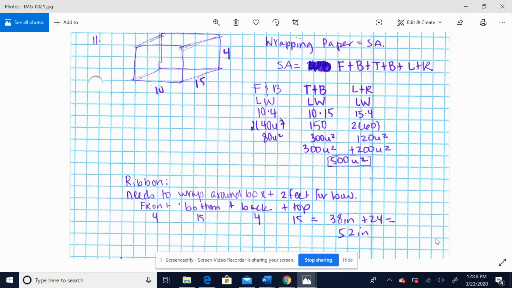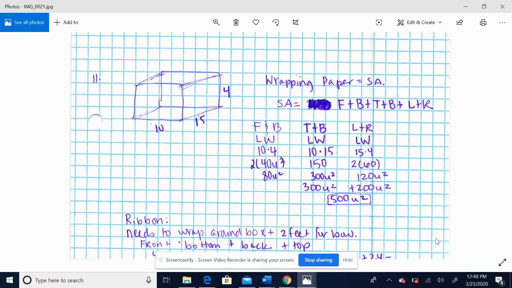Okay. Now we think about the ribbon. The ribbon pretty much doesn't need to cover all of the faces. It just needs to wrap around the box. So if we were to pretend that we were a little tiny microbe, walking across the outside perimeter of this box, that's what we need to be able to do.